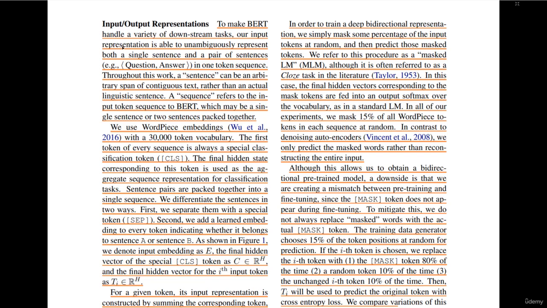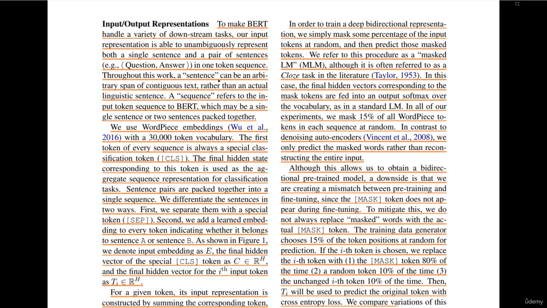Let's now look at the way BERT has the input-output representations taken care of. To make BERT handle a variety of downstream tasks, the input representation is able to unambiguously represent both a single sentence and a pair of sentences, for example, in the question answer task. Now for a single sentence, we may have a machine translation task, we may have a classification task, but all these tasks are taken care of as BERT takes in one token sequence.